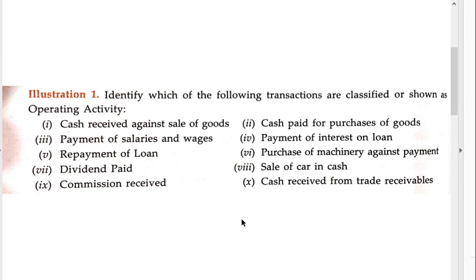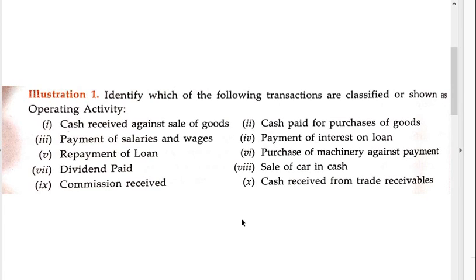Right? Second, cash paid for purchases of goods. Friends, if we do not purchase the raw material, then how are we going to produce the finished product? So purchase of goods is also a routine activity for the business, right? So the cash paid for purchases of goods will also fall under operating activity.